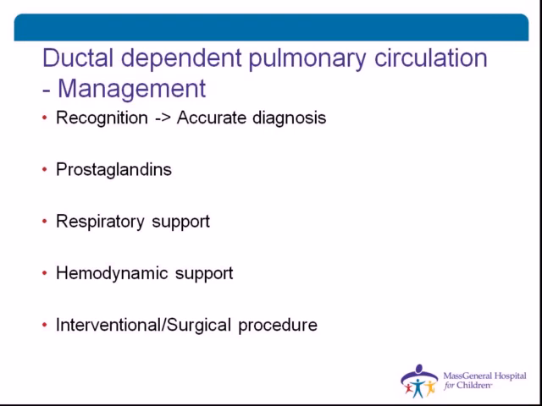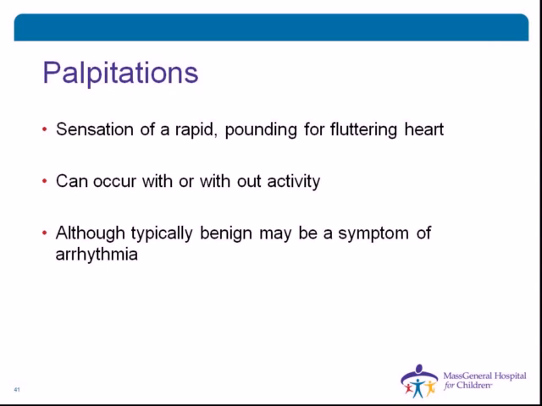These infants may require the use of prostaglandins to maintain adequate pulmonary blood flow. Respiratory support may also be needed, as prostaglandins occasionally can cause apnea in this patient population. And in addition, hemodynamic support to maintain blood pressure. Planning for interventional surgical procedures is fairly common in these infants. We'll now transition to palpitations.